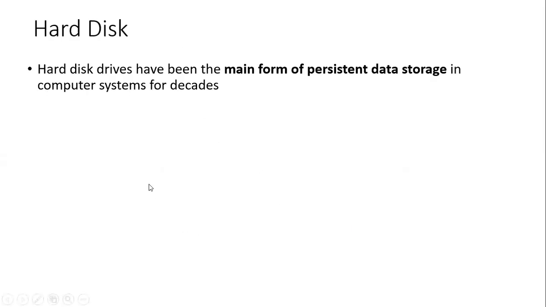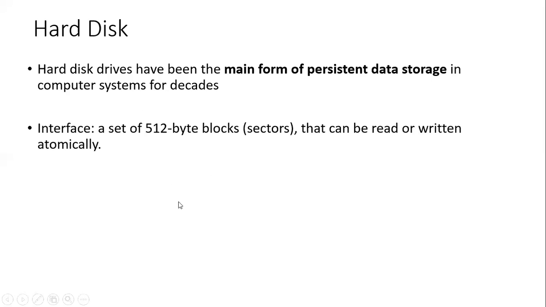Like a hard disk. We know that it is the main form of persistent data storage. It acts as an interface, a set of 512-byte blocks, also called sectors. Generally the size is 512 bytes, and a sector can be read or written atomically.